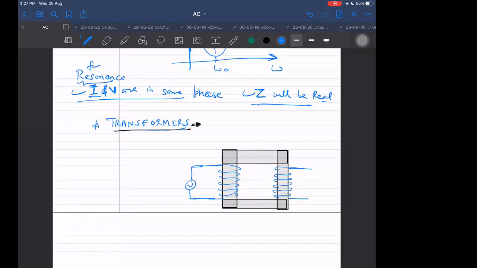This is one inductor here, and it is the primary winding. This is called primary. And this one is called secondary. Some magnetic field lines will be going from here through the iron core. If no field lines leak to the surroundings, then the field lines will be reaching here also.